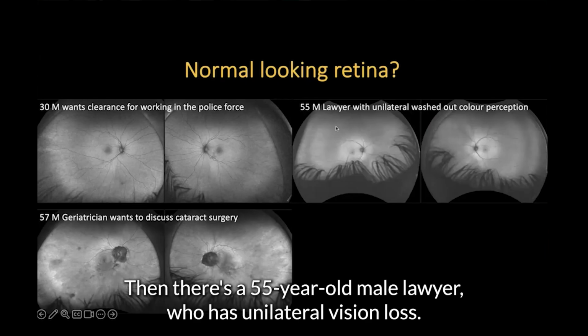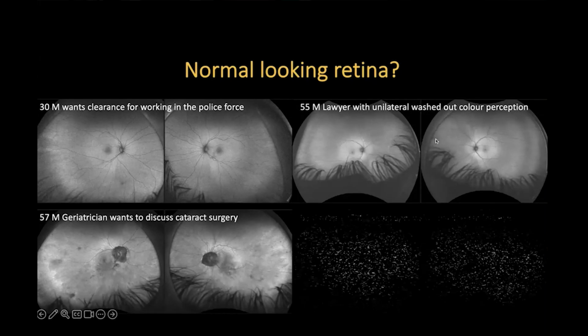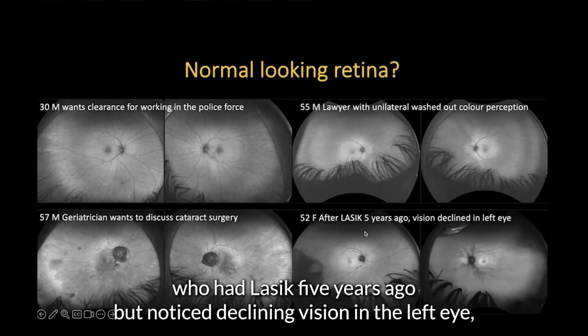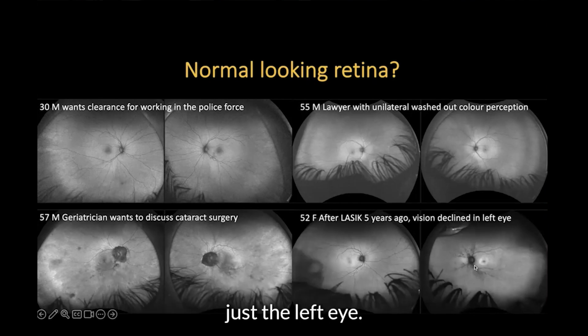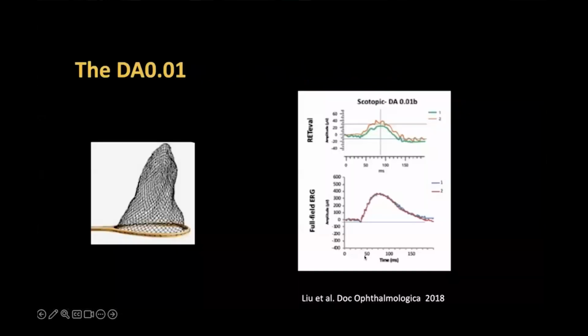Then there's a 55-year-old male lawyer who has unilateral vision loss. He's been complaining about this washed out color vision perception for many years. And lastly, a 52-year-old female who had LASIK 5 years ago, but noticed declining vision in the left eye, just the left eye. You can see some changes in the left eye, but is the right eye normal?